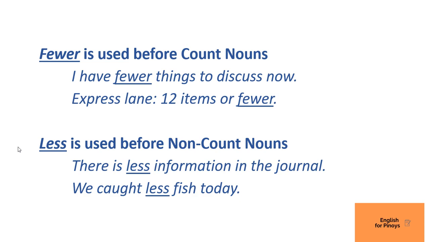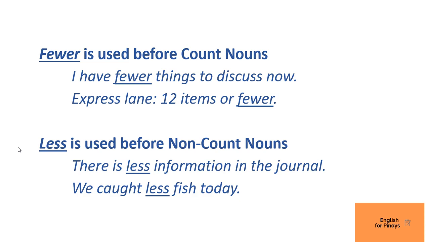Okay? Now let's go to less, which is the comparative form of little. Again, we're talking about amount here. So less is used before non-count nouns. A couple of examples. There is less information in the journal. Of course, the non-count noun there is information, and therefore you use less. You cannot say there is a few information. Another example is we caught less fish today. The non-count noun there is fish, and therefore we use less.